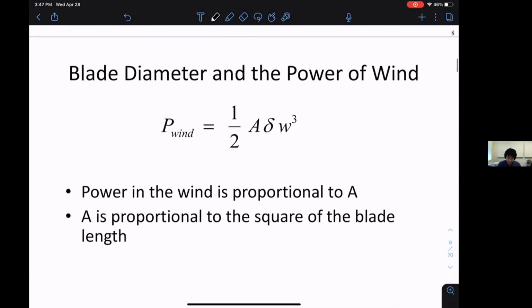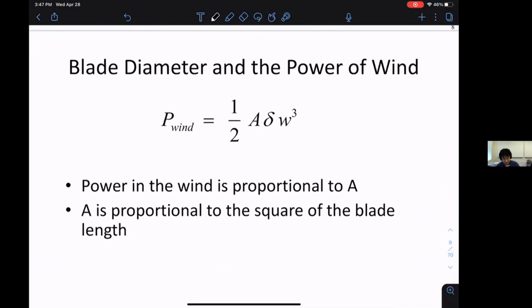Okay, so then the next dependence is on the area. Power is also proportional to area, and area is proportional to the square of the blade length. So this tells us you really want to build the wind turbine to be big. If you double the blade length, you can quadruple the power you capture. So high speed is the most important thing, and second is you want to be able to build big wind turbines. Those two factors really matter to the amount of power you can capture.